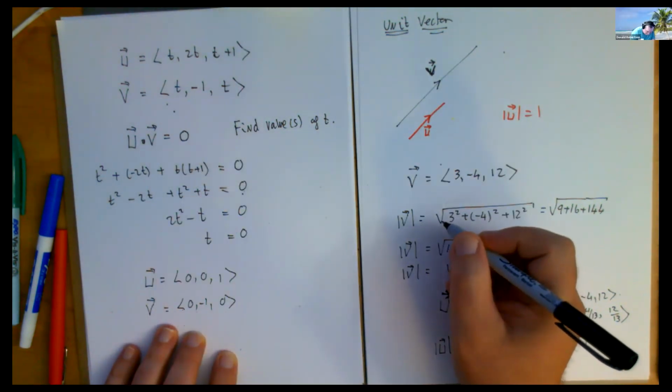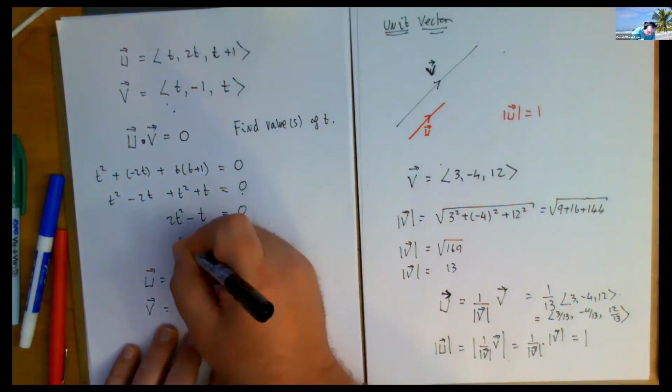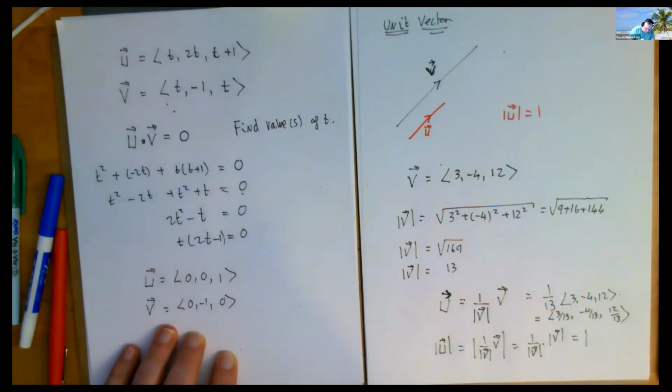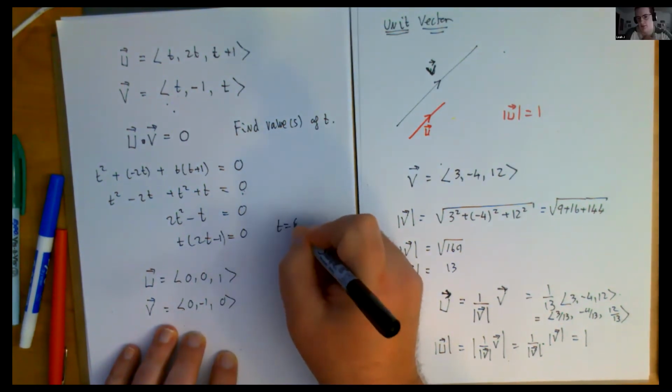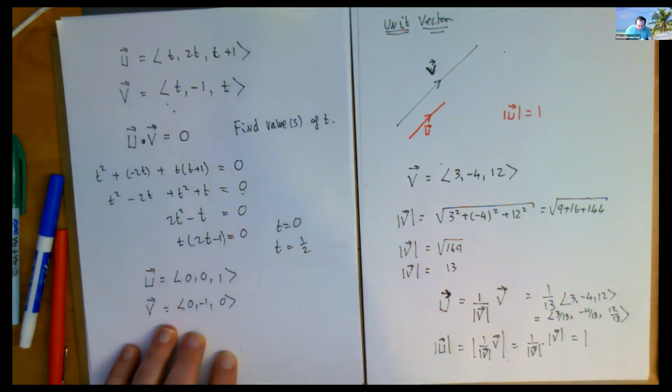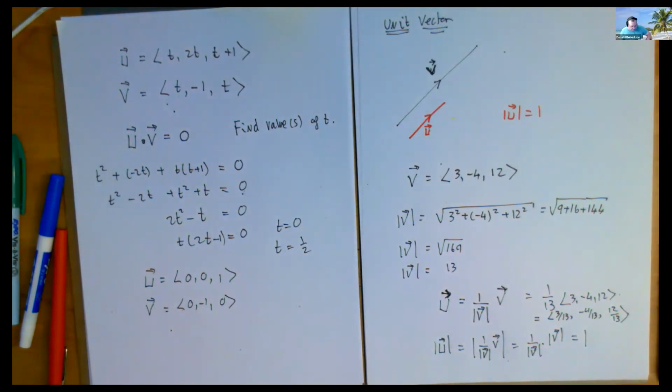Which is correct. So if I take t, what am I going to have? 2t take away 1? Yeah. So that means that t equals 0 still works. That's why I didn't realize I'd done a mistake. But isn't there another possibility that t is a half as well?